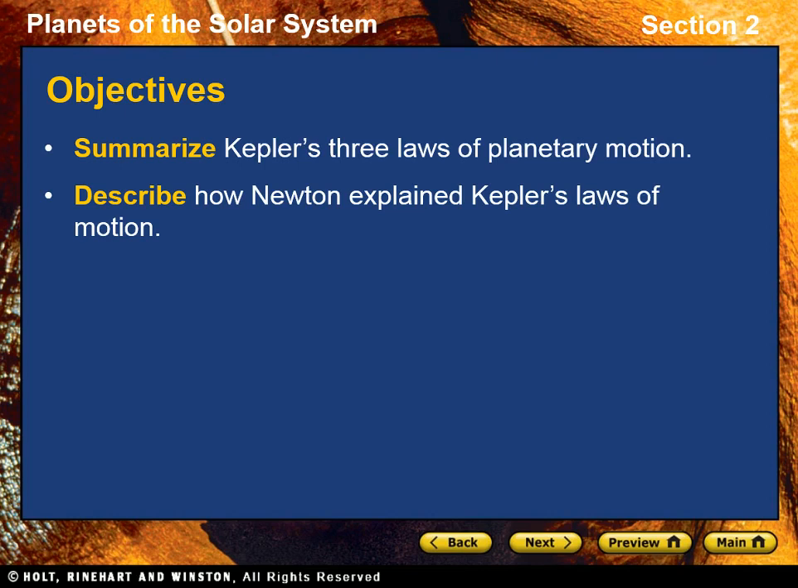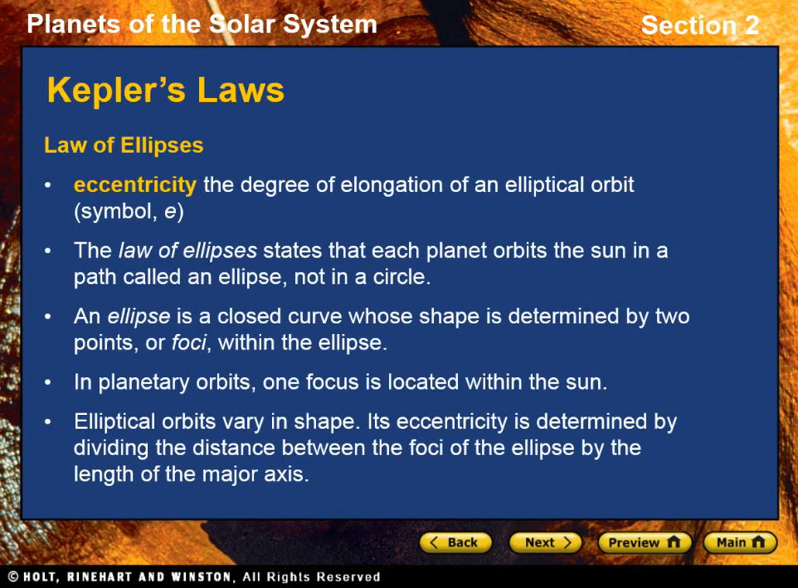At the end of this video, you should be able to summarize Kepler's 3 laws of planetary motion and describe how Newton explained Kepler's laws of motion. Chapter 27, Section 2, Kepler's Laws.